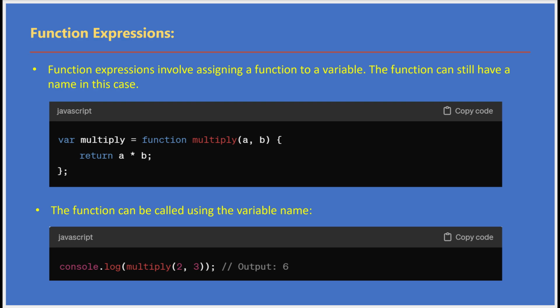Moving on to function expressions, where things get a bit more interesting. Function expressions involve assigning a function to a variable. Even in this scenario, the function can have a name. Take a look at this example: var multiply = function multiply(a, b). Here, the function is called using the variable name. So, console.log(multiply(2, 3)) would output 6.